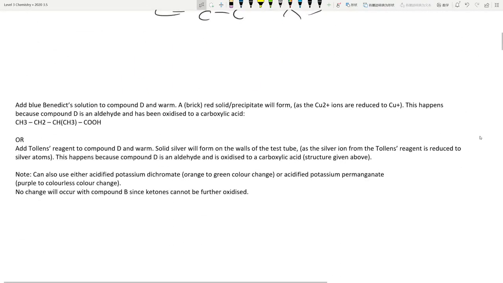So here are some examples. If you like using Fehling's or Benedict's solutions, Benedict's and Fehling's solutions are all blue, and they all contain Cu2+. So the color you will see is blue, since Cu2+ is blue. That will turn into a red solid, a red precipitate, indicating that you have undergone an oxidation reaction using the Fehling's solution.